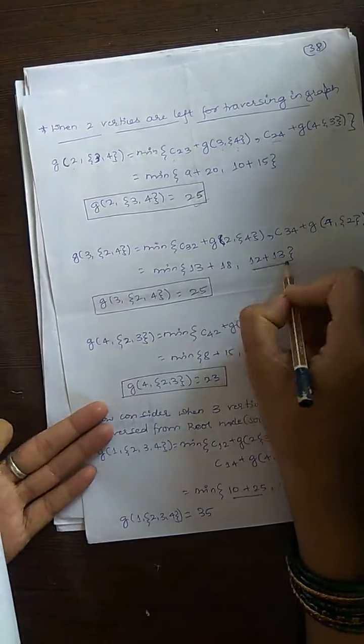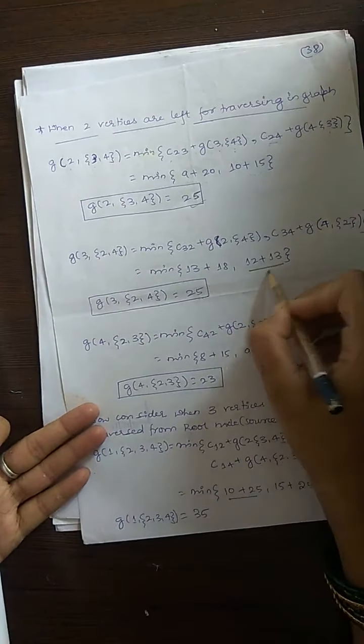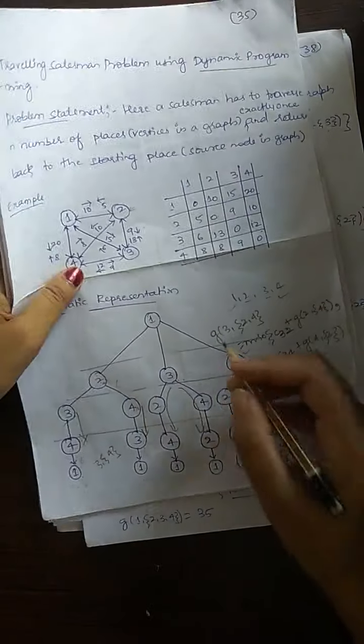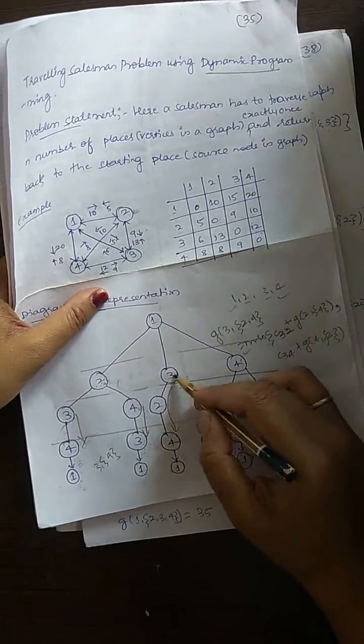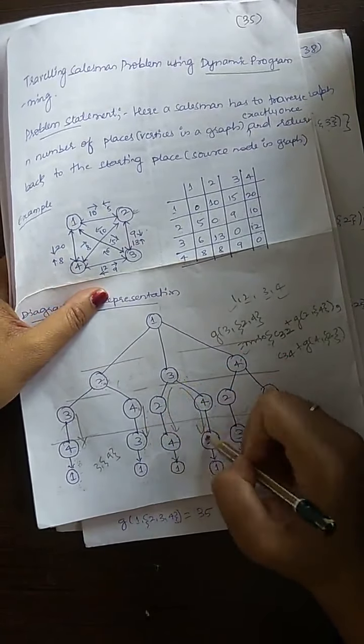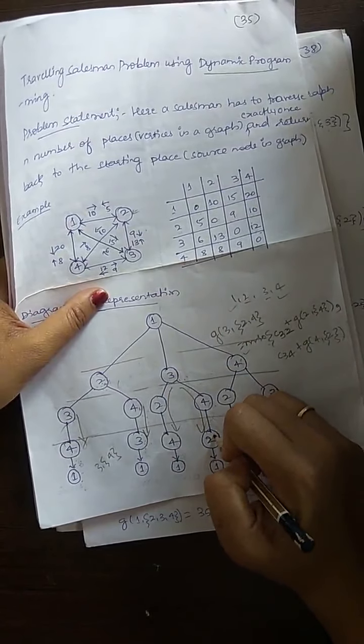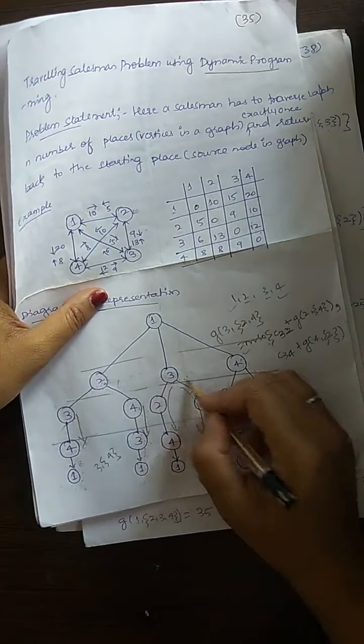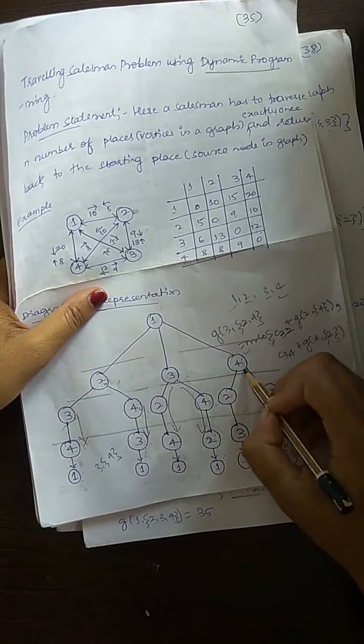This is the second term. Which is the second term? The second term is from 3 to 4. So this one is minimum. Among these two routes, 3 to 4 is minimum. Here also this route is minimum. Here also this route. Next, 4.